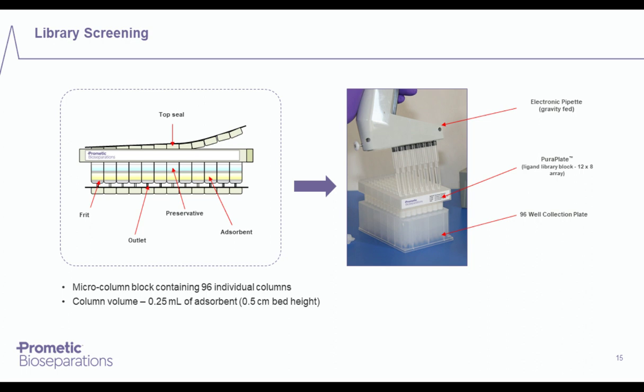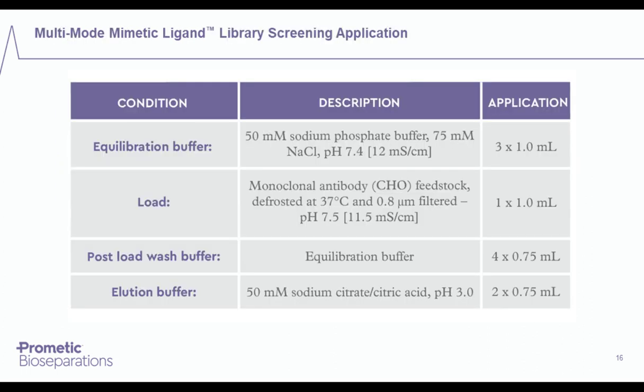Collected fractions can be analyzed using a variety of plate assays to measure the amount of target protein and contaminants in each fraction. This allows for the rapid identification of ligands which bind the target but not the contaminants, as required for capture applications, or ligands which bind contaminants but not the target, as required for flow-through polishing applications.